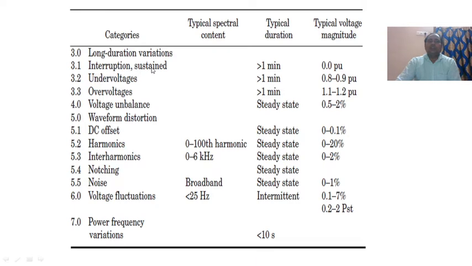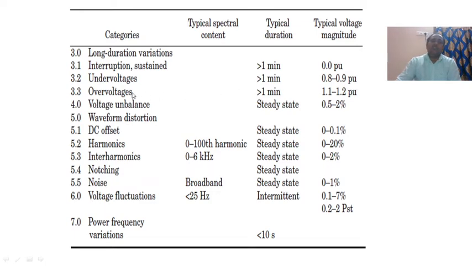3.1 Interruption, sustained: the duration is greater than 1 minute. We will take it as a sustained interruption. The typical magnitude is 0.0 per unit, which means there is no voltage present in a sustained interruption. For undervoltages, the time duration is greater than 1 minute, and the voltage magnitude is 0.8 to 0.9 per unit.